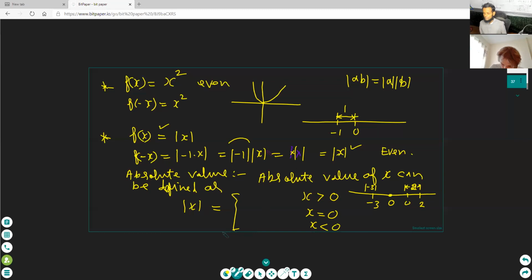Okay, see here. Understand the definition. x is any real number. A real number has three chances. A real number may be zero. A real number may be greater than zero, meaning positive. A real number may be negative, meaning less than zero. There are three chances. For these three chances, we define the absolute value of x.